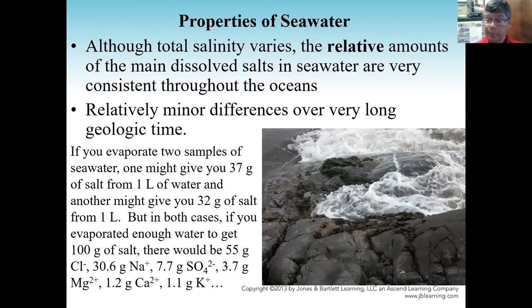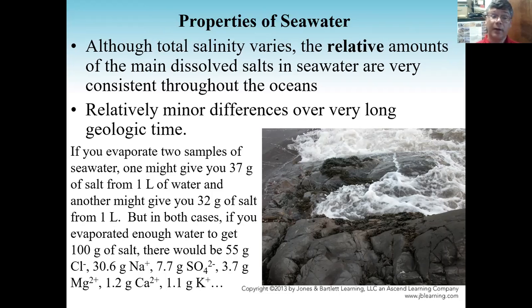Now, some parts of the ocean, like we mentioned on either side of the Isthmus of Panama, are somewhat fresher, somewhat saltier. But it turns out the relative amounts of the sodium, the chloride, the sulfate, the potassium, the calcium, magnesium, those stay very consistent throughout all the oceans. Even if we go back looking through geologic time, say by studying an old salt deposit, we see that they have changed very little over a very long period of time.